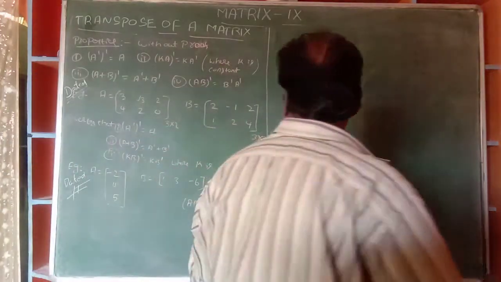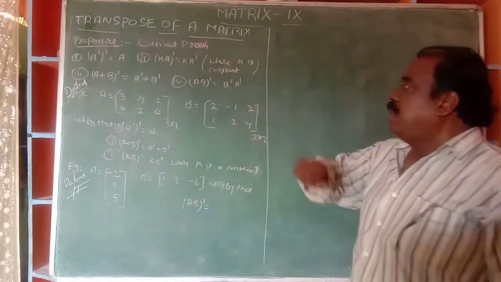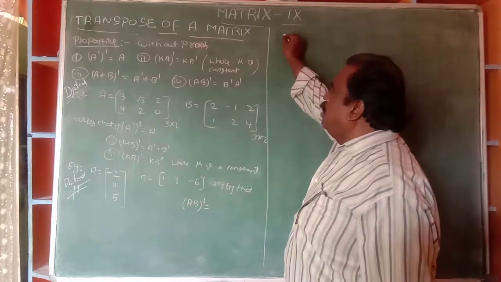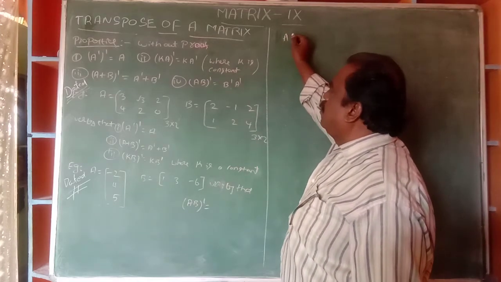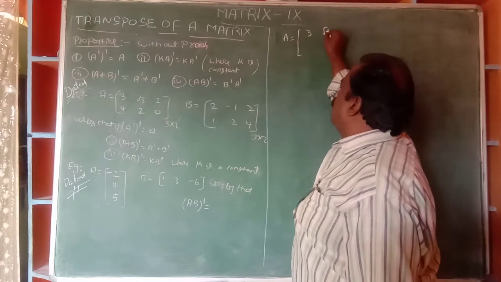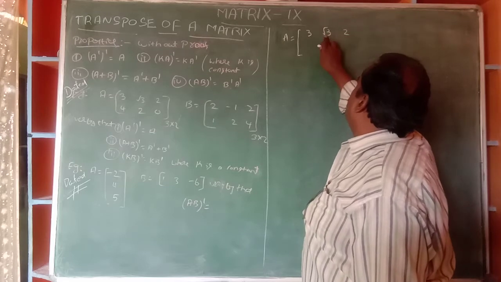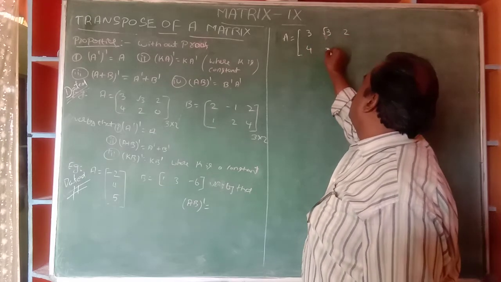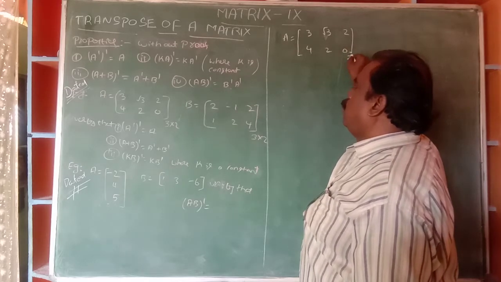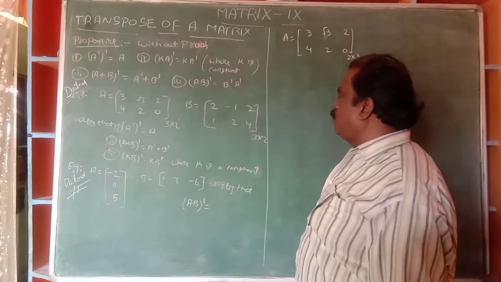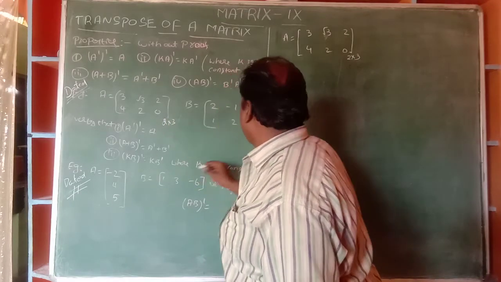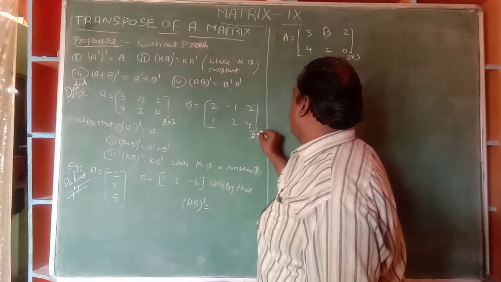Now you see, by taking this example, A is equal to 3 root 3 2 and 4 2 0. It is a 2 by 3 matrix: 2 rows and 3 columns.